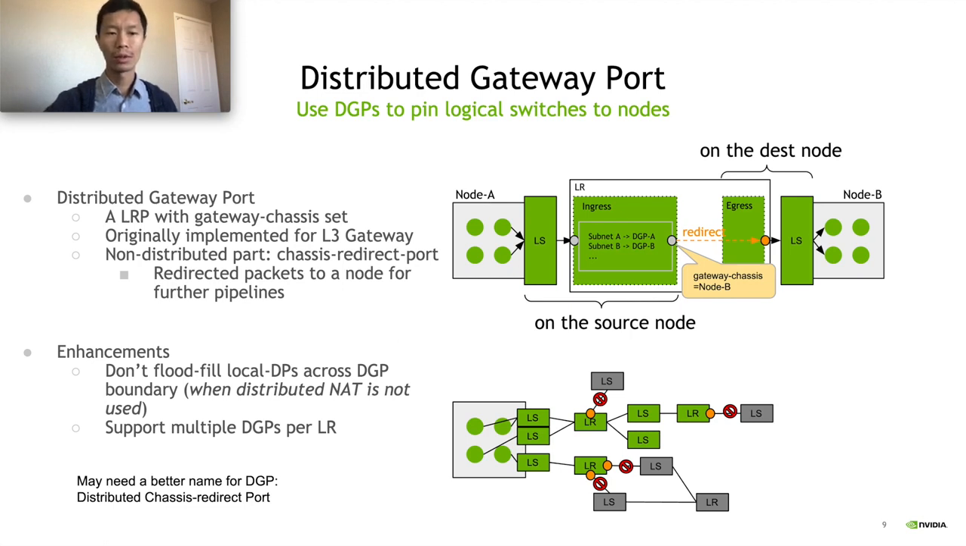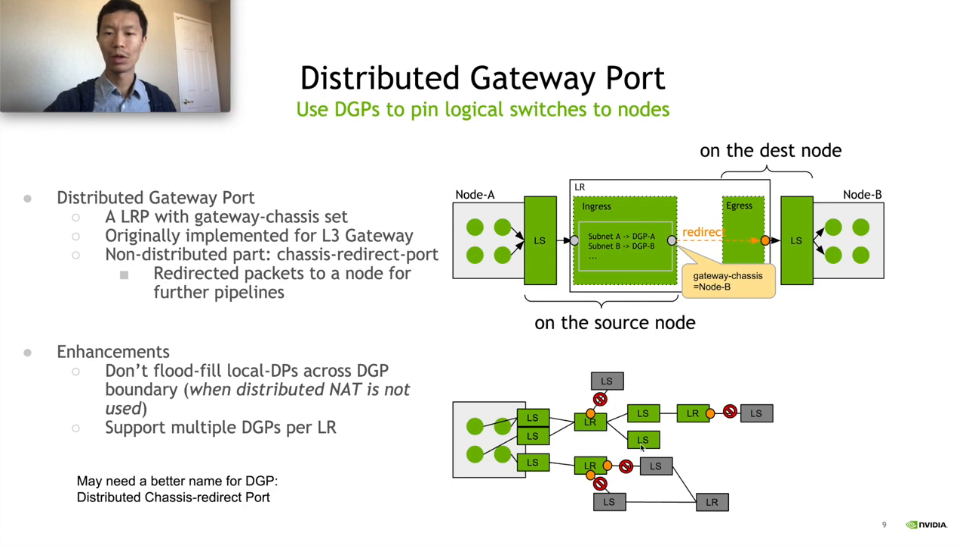And for this to work, we had some enhancements for the distributed gateway port. Firstly, to avoid pulling all the data to the source node, we should not flood fill local data paths across the distributed gateway port boundary. Basically, this is a generic implementation that doesn't have to be used only for the topology shown above here.